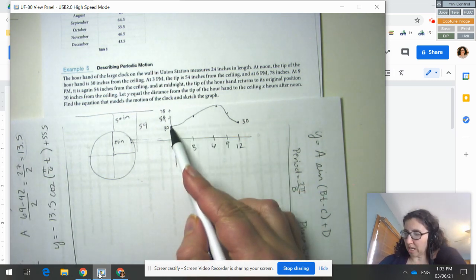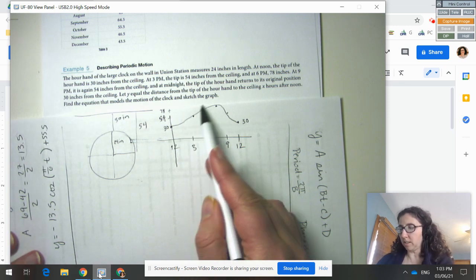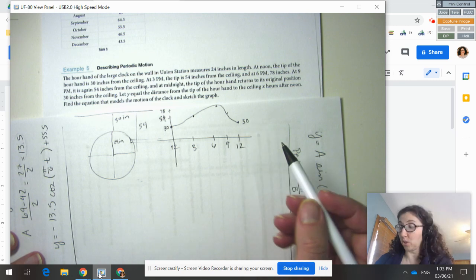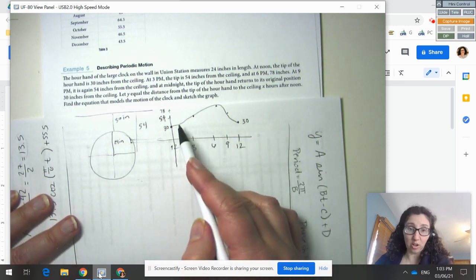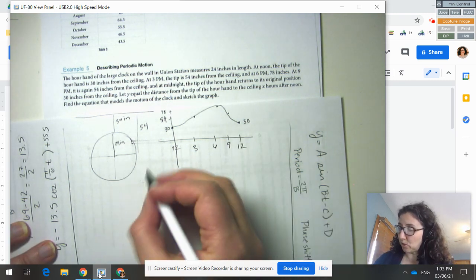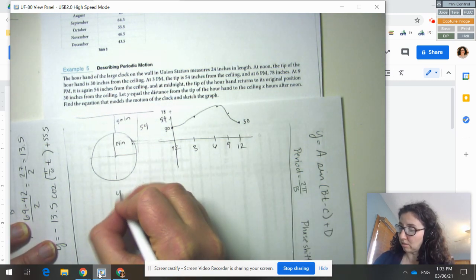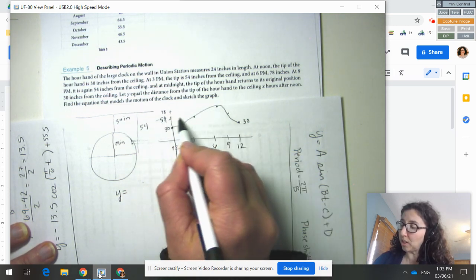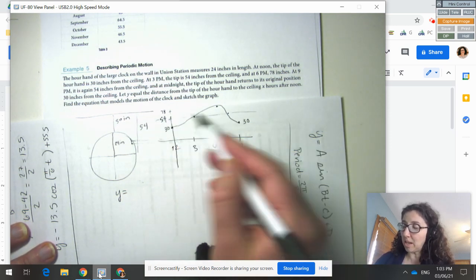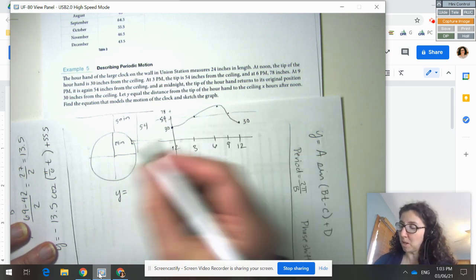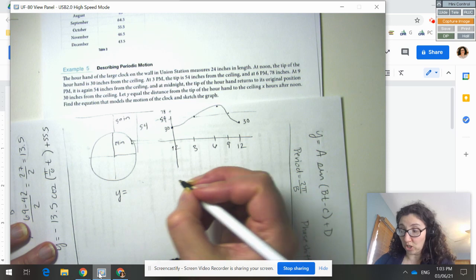Okay, so we're starting at our lowest point, and halfway through we're at our highest point, and then we're ending at our lowest point again. So this looks like a cosine curve, a negative cosine curve, right? Okay, so let's think of our amplitude. First of all, what's our midline? Our midline is going to be 54, right? Halfway between the top and the bottom. So that's going to be our vertical shift.